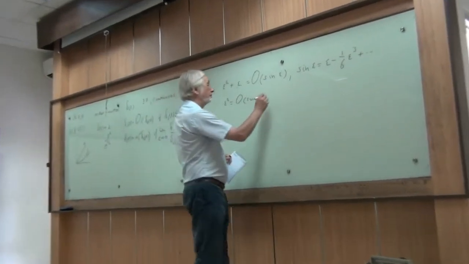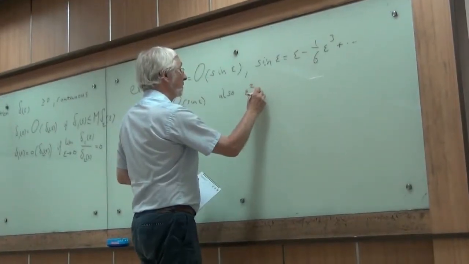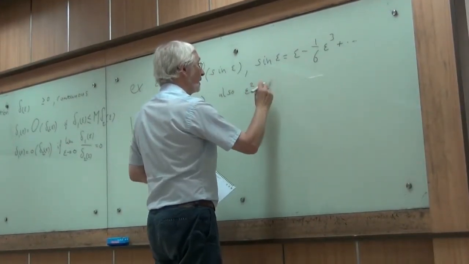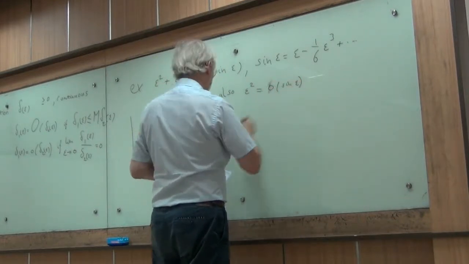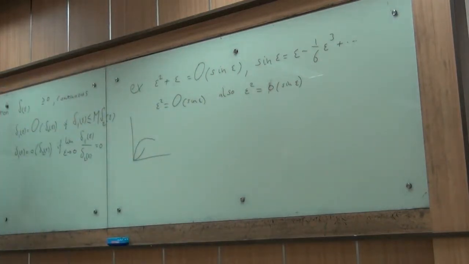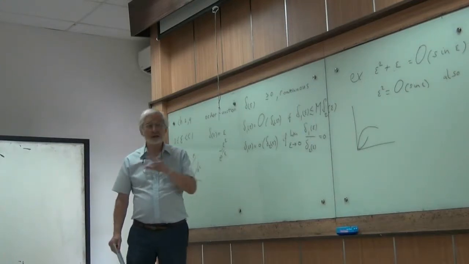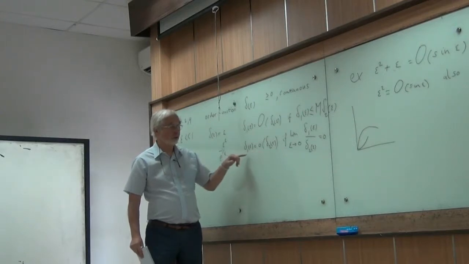But also, epsilon squared is small o of sinus epsilon. So if it's big O, it can also be small o. So that's not very nice. It means that if you have an estimate, it can also be a better estimate. So you have to realize. But this is a little bit more clear.